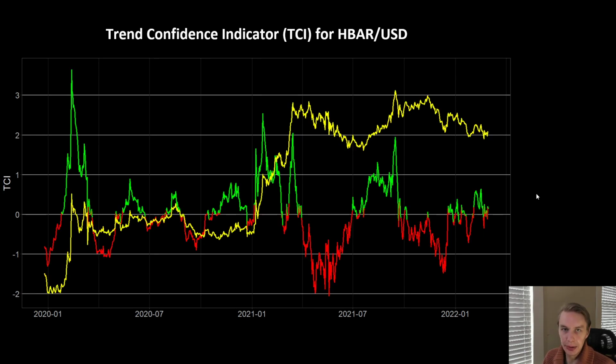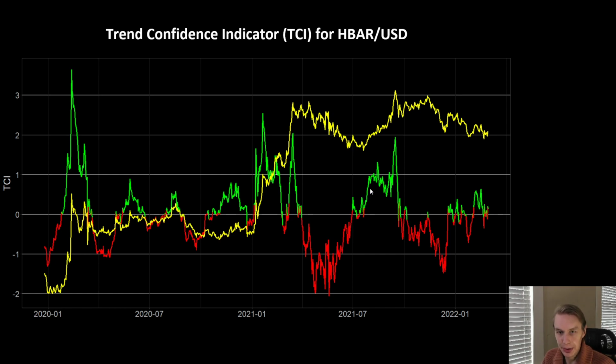Let's look at another indicator we have. So this is our trend confidence indicator, or TCI. What this indicator is designed to do is basically evaluate the current trend that the price action is in, and then make a decision of how confident we should be in that current level. If we're in a downtrend and the TCI is negative in the red, that means we should be relatively confident of that downtrend, like we were here.